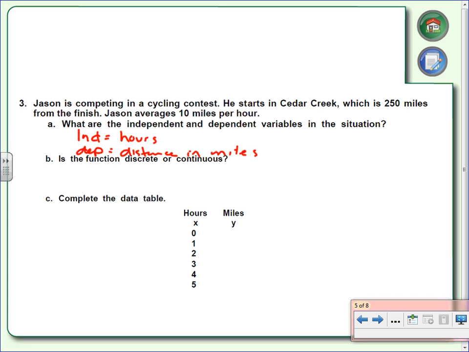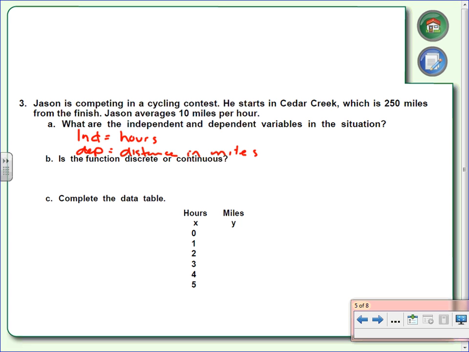In other words, how far he's traveled depends. His distance depends on how many hours he's been cycling, right? Because if he's only cycling for 1 hour, then he's only gone 10 miles. But if he's traveled for 3 hours, well, then he's gone 30 miles, right? Every hour he goes, he goes a certain number of miles. So the miles depends on how many hours he cycles.